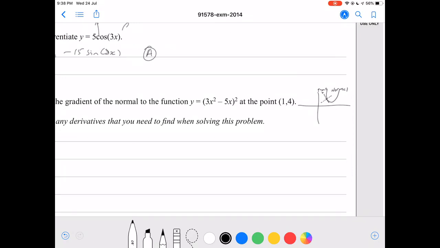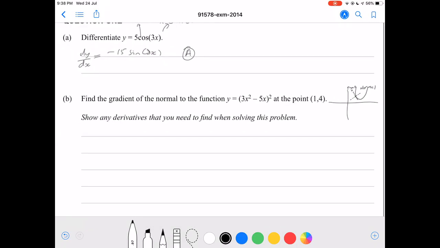I've refreshed now. To change from the tangent to a normal, all you have to do is divide by -1 and then inverse it. So first you divide by -1 and then you find the inverse. But in order to find the gradient of our tangent line first at the point (1, 4), we do need to differentiate our function first.